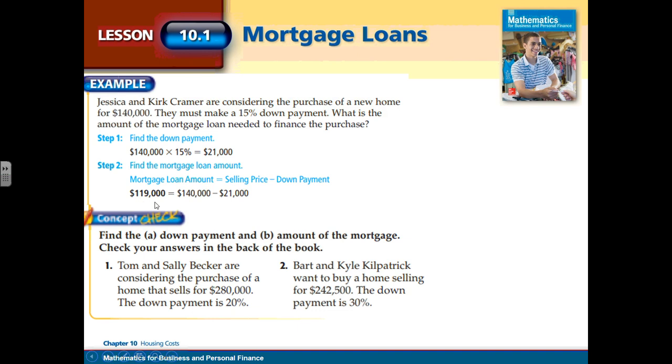$119,000. So they need to have this $21,000 in their bank account and be willing to write a check for it in order to get this loan. That's what having a down payment means. So sometimes before you go out and buy a house, you need to have the down payment ready and saved up before you buy the house. Okay, we're going to do a couple of example problems where we find the down payment and we find the amount of the mortgage.